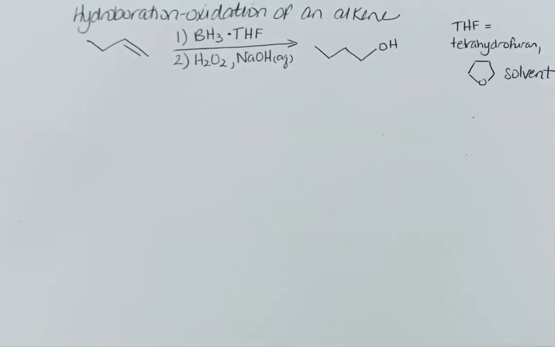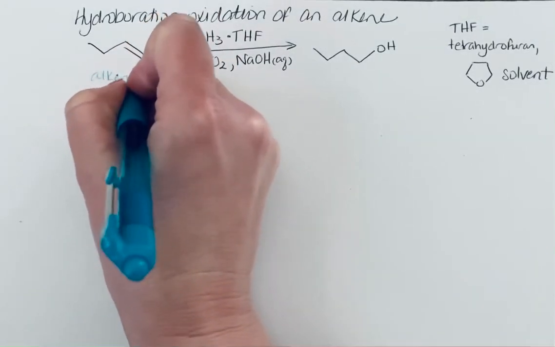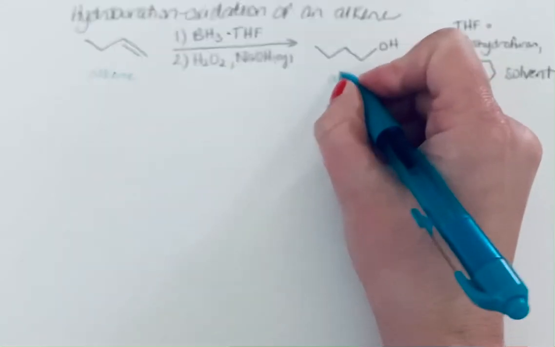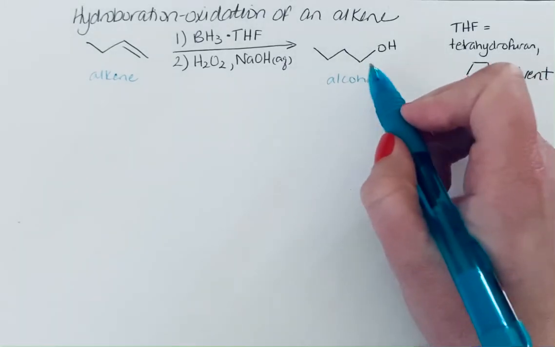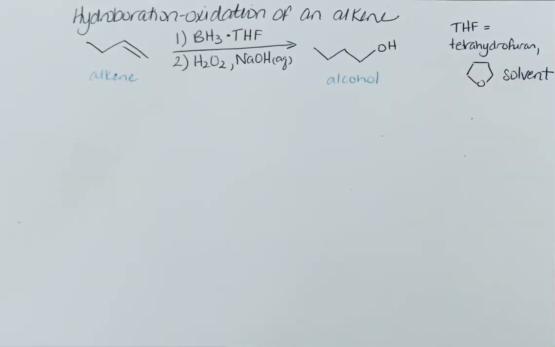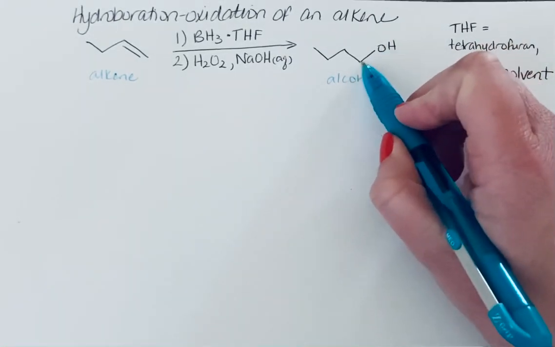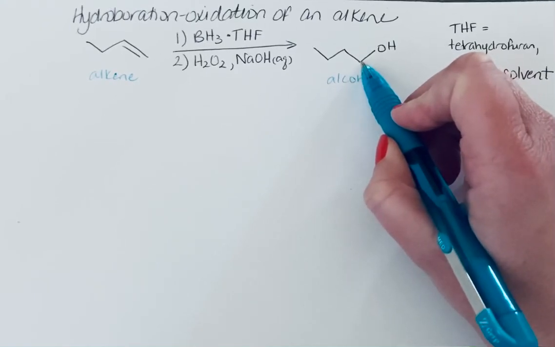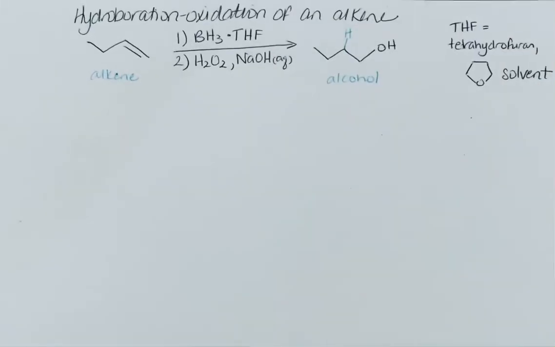Hydroboration-oxidation of an alkene. This is a reaction that takes an alkene and forms as a product an alcohol. If we look at this alcohol product compared to the products of an oxymercuration, demercuration, or an acid-catalyzed hydration, we can see that we have a different regiochemistry. In this reaction, the alcohol has added to the least substituted carbon atom of the alkene, and the hydrogen has added to the most substituted carbon atom of the alkene.